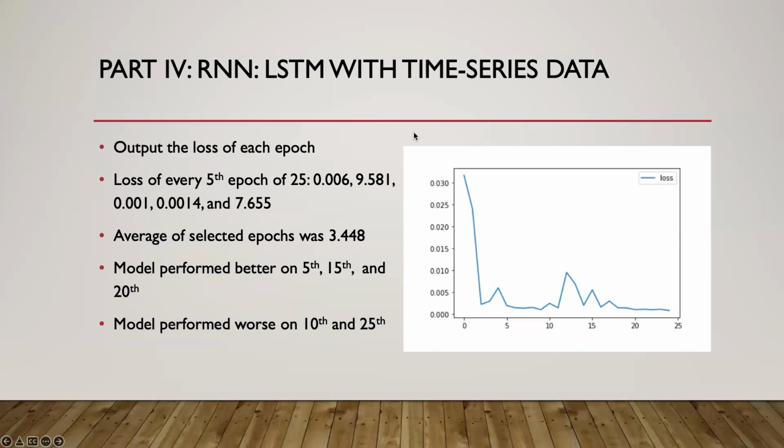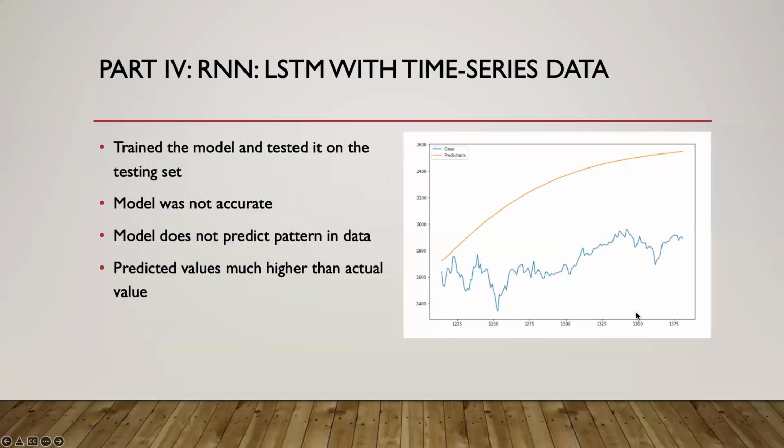So here's the output, which is the loss. Here's the loss output of each epoch. There were 25 epochs. I just selected every 5th epoch and then averaged them. It was 3.448. You can see them up here. The 5th, 15th, and 20th performed best, which would be that one, and that one. The model performed worse on the 10th and 25th.